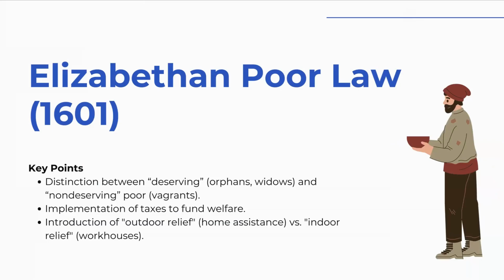English settlers brought these practices to America, creating overseers for the poor and enforcing residency requirements. Early American workhouses closely mirrored the English model, and emphasized strict discipline for those seeking aid.